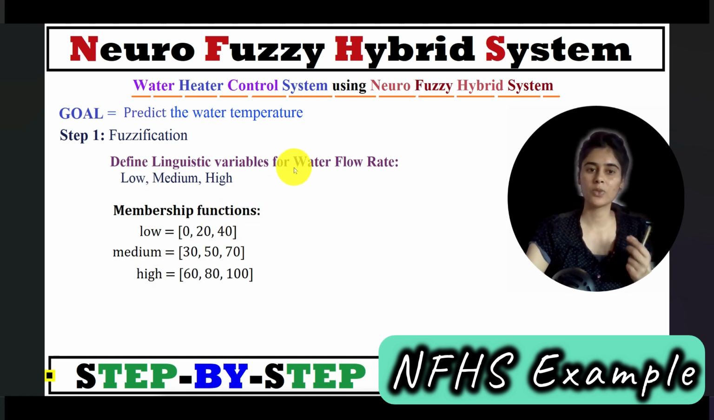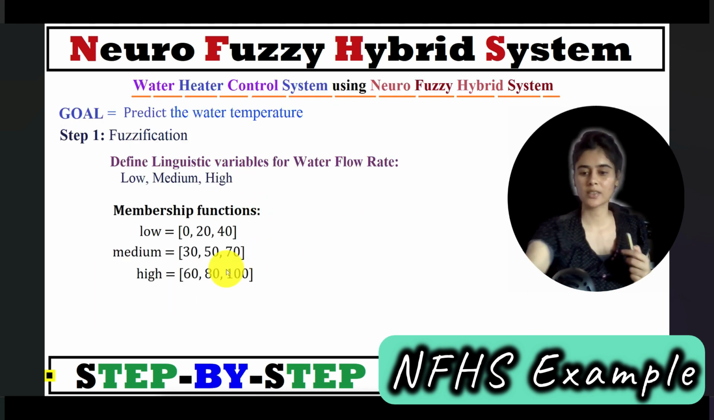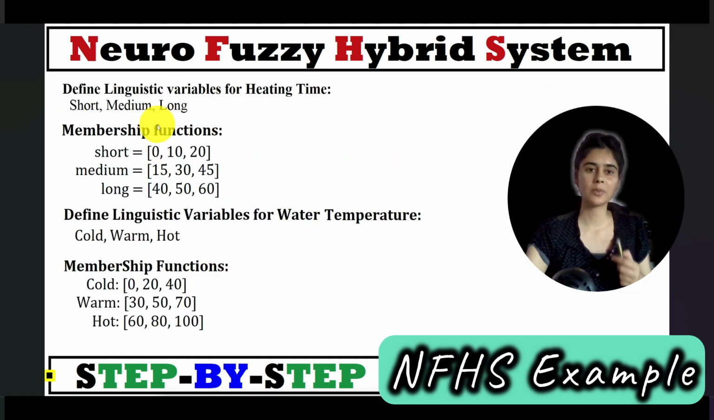First we have the linguistic variables for the water flow rate, that is, it can be low, medium or high. Then we have the membership function, and you can see for low, then medium, high. It is just considered, for example. Next we have the linguistic variables for the heating time. Heating time can be short, medium or long. Next we have the membership function for short, medium and long. So we have the range here.